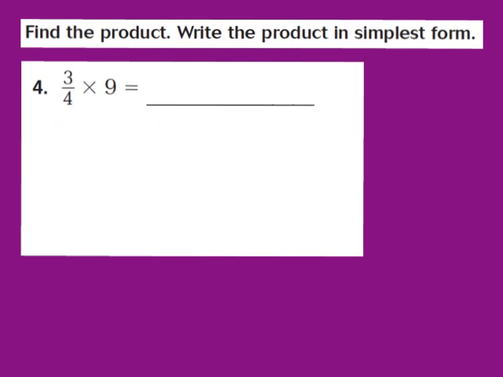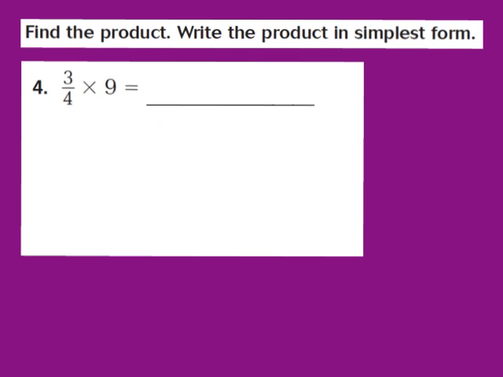Now let's take a look at question number 4. Once again, our job is to find the product and to write that product in simplest form. Well, for question 4, they give us 3/4 times the whole number 9. Once again, I'm going to first of all focus on that whole number factor here, which is a 9, and I'm going to rewrite that factor as 9 over 1.